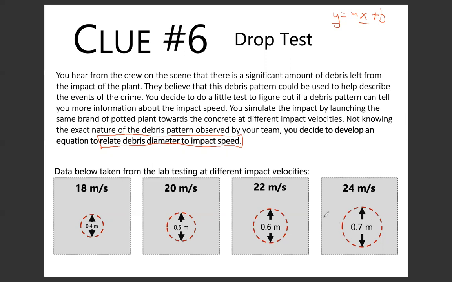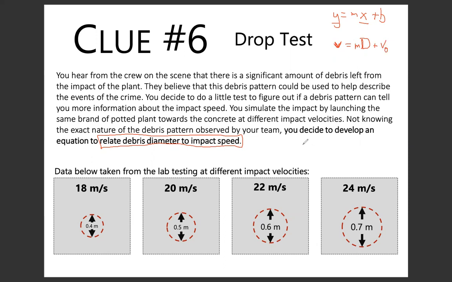Now, when you go to the scene of the crime, what is the thing you're going to see? Are you going to see the speed of the vase when it hit the ground, the impact speed, or are you going to see the debris field? The debris field is the thing we actually measure. So our independent variable should be the diameter. That's the thing we're measuring. And the thing we're going to calculate is the velocity of impact. And then that y-intercept would be an initial velocity.